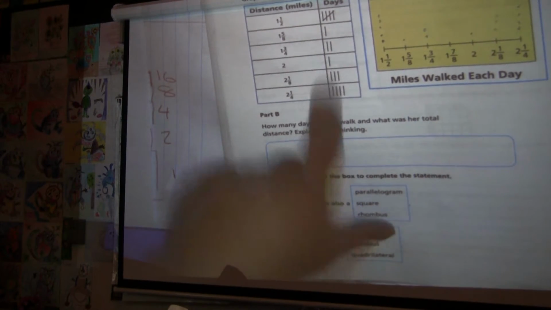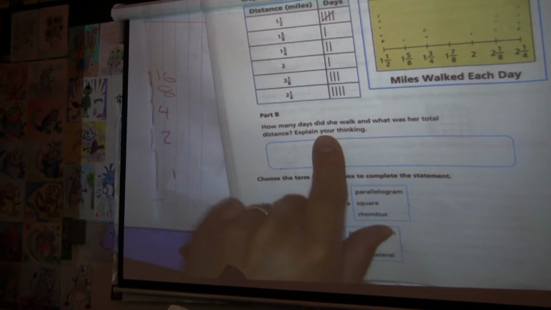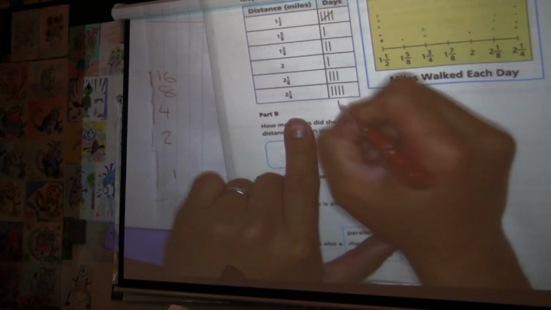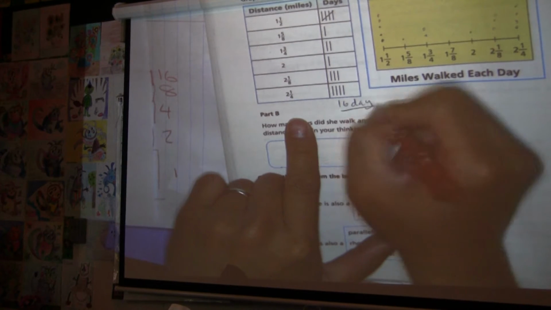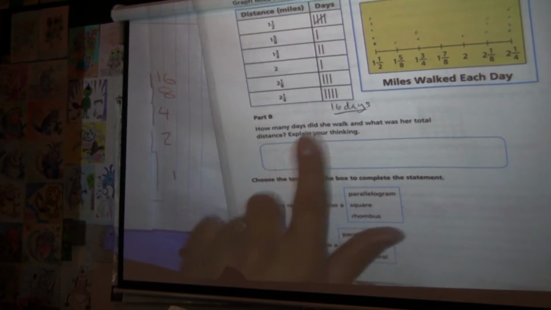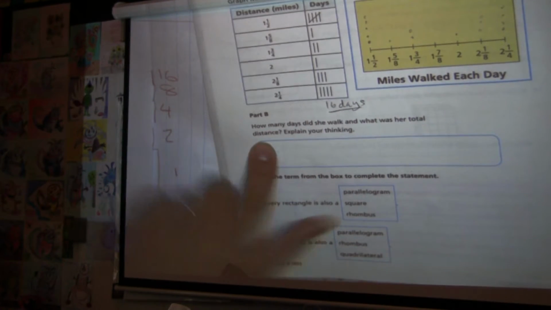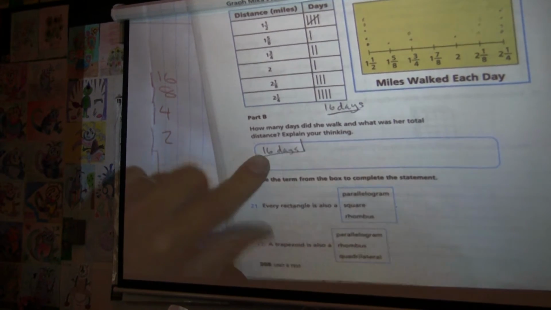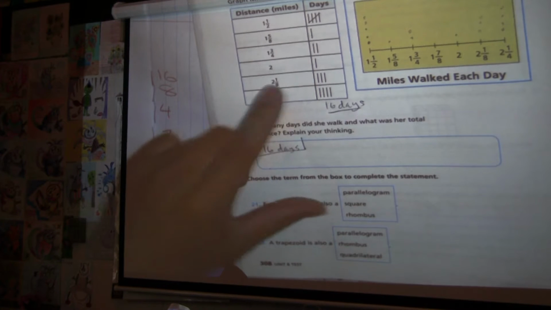How many days did she walk? And what was her total distance? So how many days total were there for your answer? 16 days. That's my first fact. How many days did she walk? What was her total distance? So 16 days should be your first part of your answer. And you box it to make sure I know that you know what the answer is.